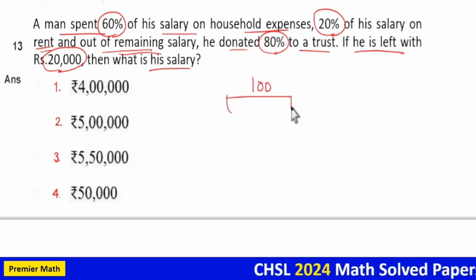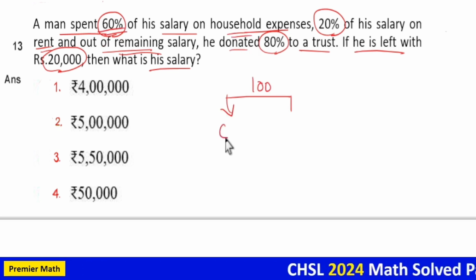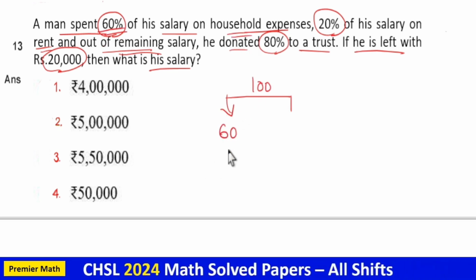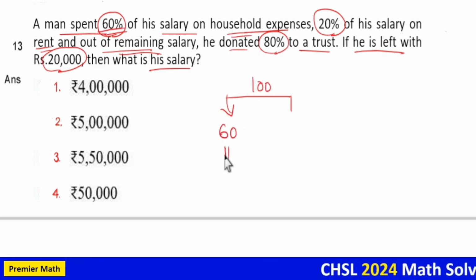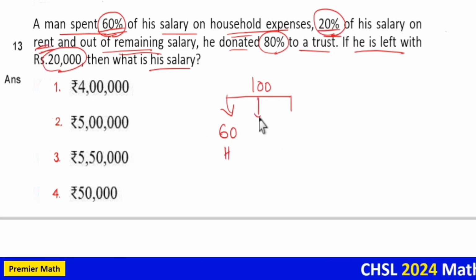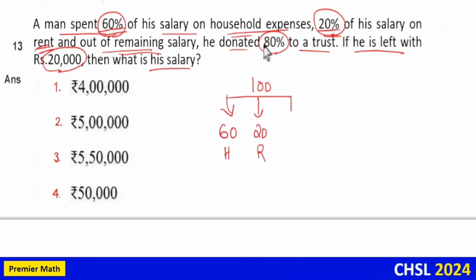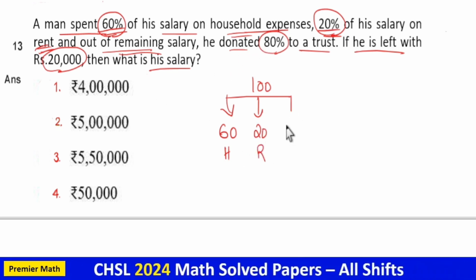Then out of his 100 rupees, 60% he spent on household. So 60% means 60 rupees on 100 he spent on household, and 20% he spent on rent. 20% means 20 rupees he spent on rent. Remaining is 20%, that is 20 rupees.